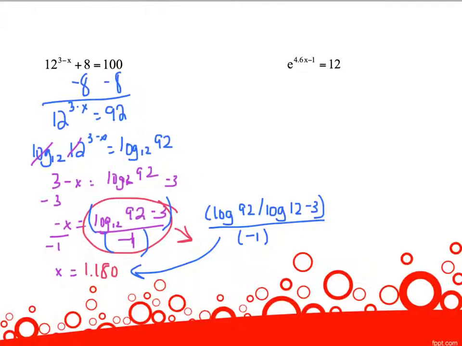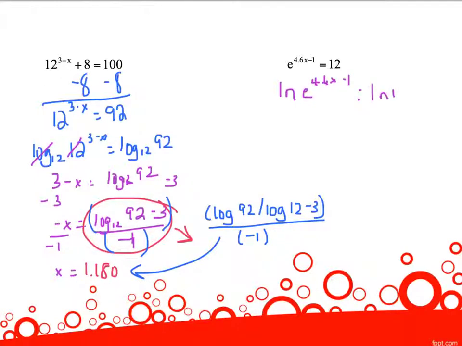All right, so let's wrap up with a problem on e to the. So remember that the inverse of an e problem is a natural log. So to get rid of an e to the, I'm going to take the natural log of both sides.